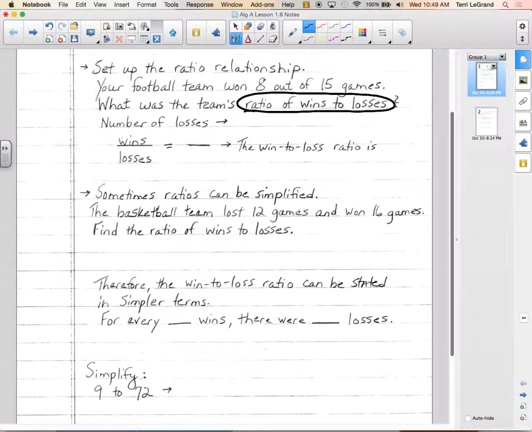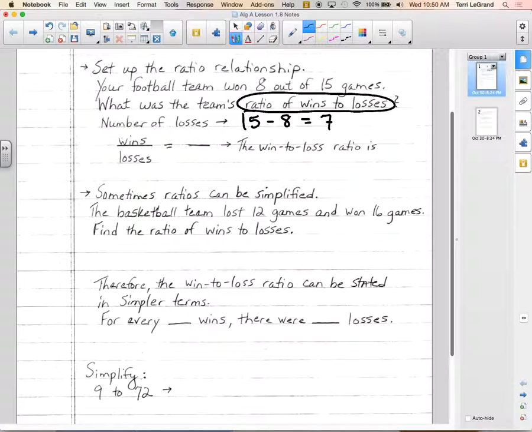Okay? Well, do we know how many wins there are? Okay, how many are there? 8. Do we know how many losses there are? How many are there? 7, but how did you get that? Because I don't see a 7 in this problem anywhere. Yeah, so we first have to find the number of losses by taking 15, the total number of games that they played, and subtract those 8 that they won, and the leftover is 7. So now we know how many they lost, because we have to compare wins to losses.